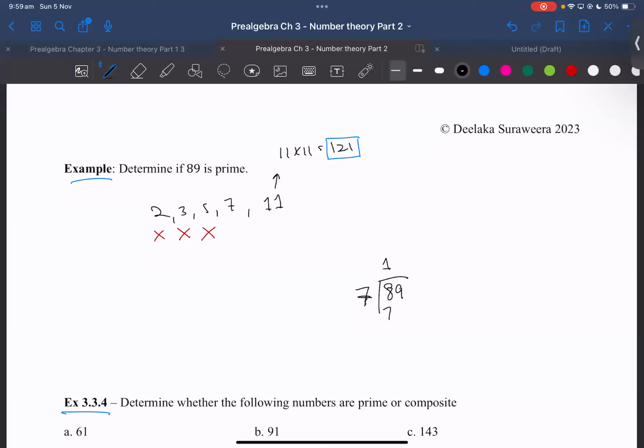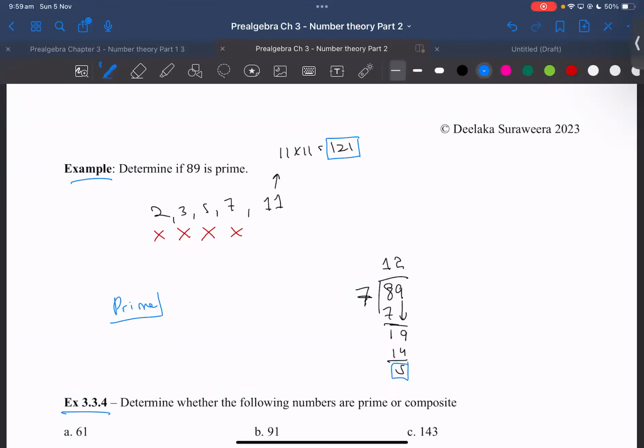So 7 times 1 is 7, carry the 9, 19. 7 goes into 19 twice, that's 14. The remainder is 5. Since the remainder is 5, it's not divisible by 7. And we can stop there because 11 squared is too big, so we don't check further. So it is prime because of this.